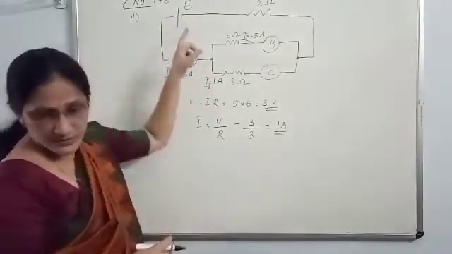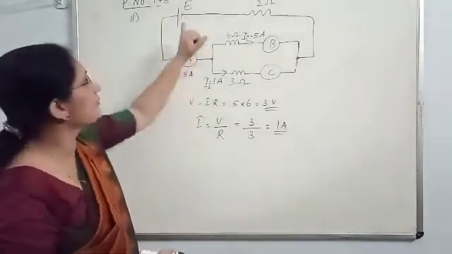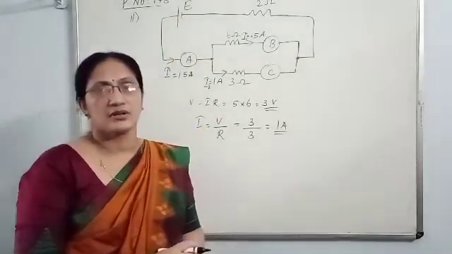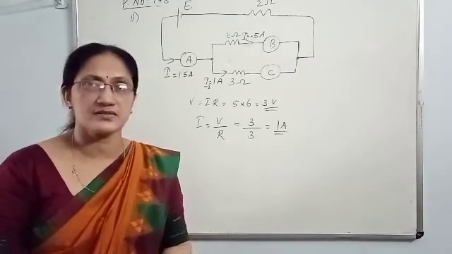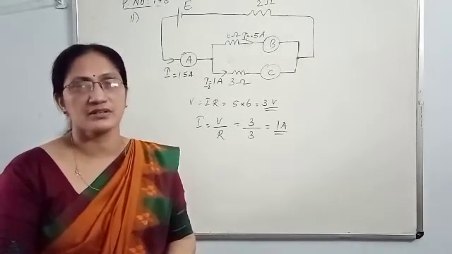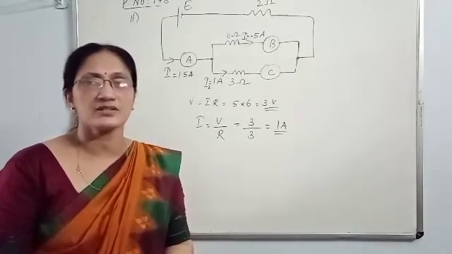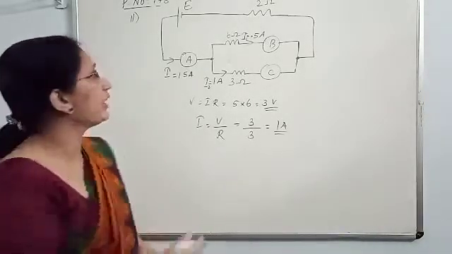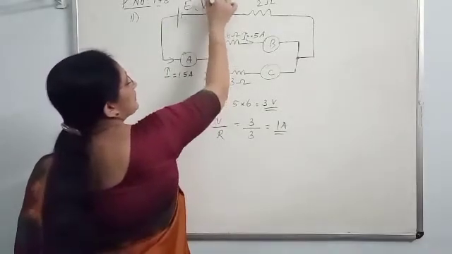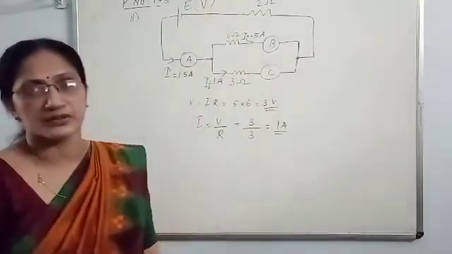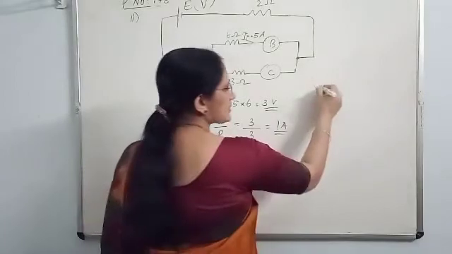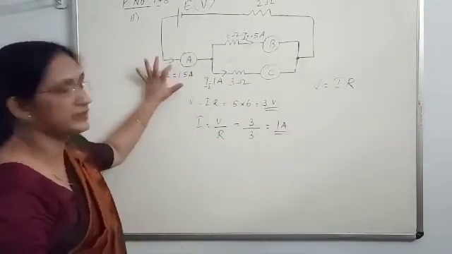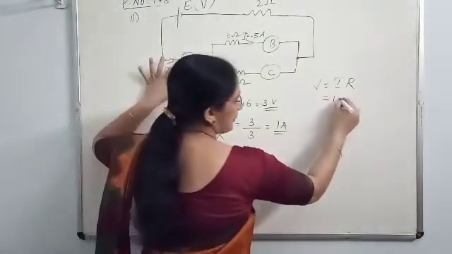Now the next question: find out the EMF of the cell. This EMF we have to find out. Since the internal resistance of the cell is not mentioned, that means terminal voltage and EMF are the same. E and V are the same. So we have to find out what V is, the total terminal voltage of the circuit. The V formula is I into R. Here I means the main current, that is 1.5.